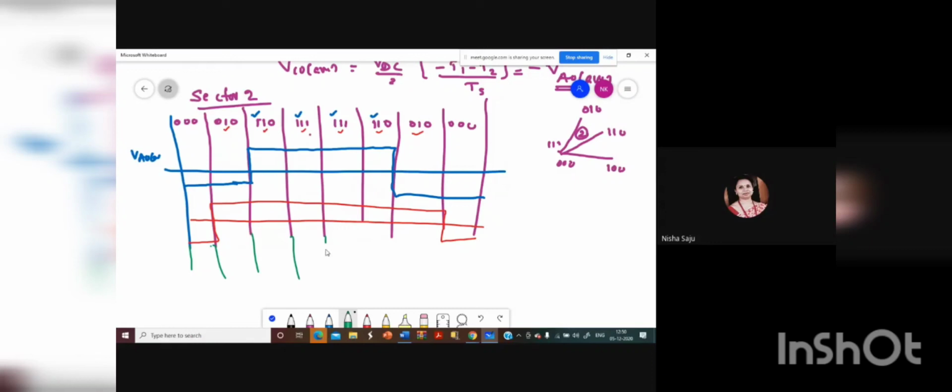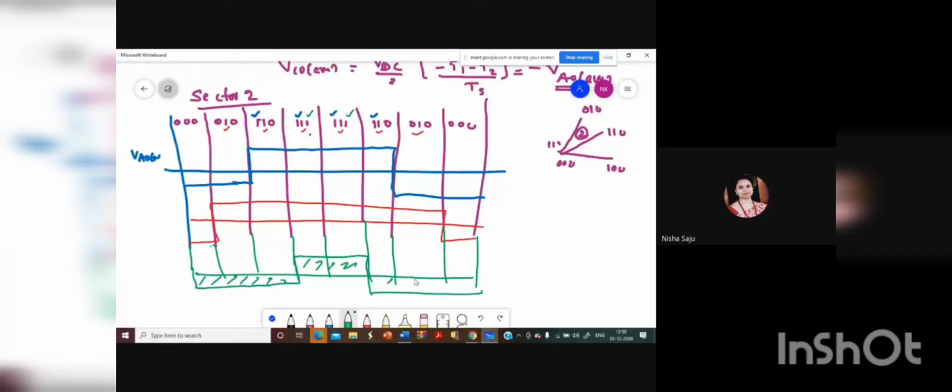So you have to generate the pulses. This is also very important. For VC0 average, see, C should be 1. So this is 1, this is 1. That is the only thing. What you have to do is, up to this level negative, then you will have positive, then you will have negative. So this is your VC0 level.